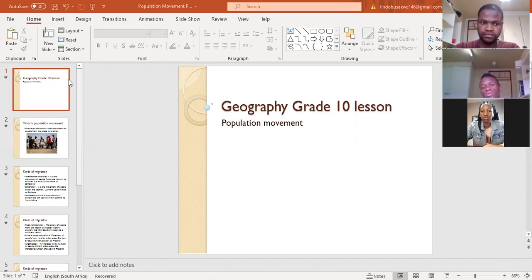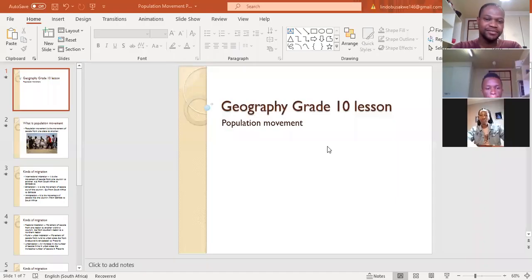Before we start with our session, do you all understand what we mean by population movement? Do you have an idea of what comes to your mind when we talk about population movement? Anyone with an idea? Howard? Is a mass movement of people, sir. The mass movement of people, that's true.